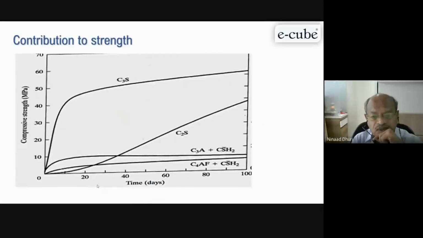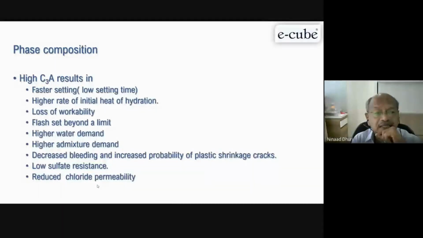This is in graphic mode, again the same data. High C3A means faster setting, higher rate of initial heat of hydration, loss of workability because of high C3A, false set, higher water demand, higher admixture demand, decreased bleeding, and increased probability of plastic shrinkage cracks. Those people using 53 grade in plaster must be getting a lot of cracks because of the high heat. Low sulfate resistance, reduced chloride permeability.